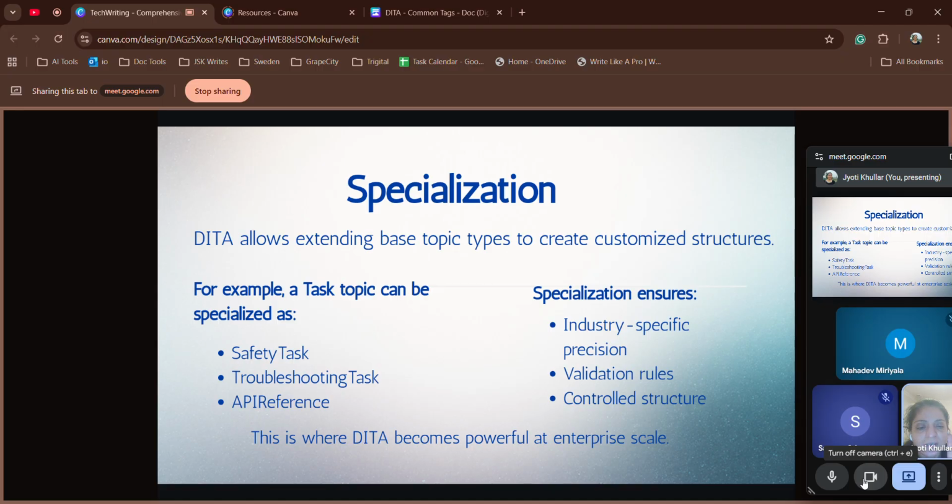So specialization ensures that if there are any industry specific topics, you can cater to them, because concept, task and reference are very broad categories. If you want specialized topics according to your industry, your business, your documentation, specialization ensures that. And then there are validation rules, because that structure will be defined by your organization, by the team. So there will be validation rules, and a structure that will be controlled within that frame only.